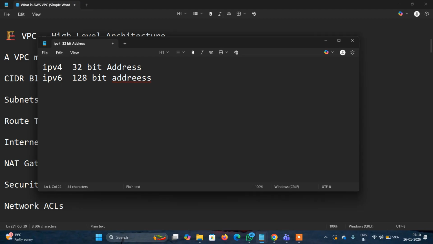IPv4 is a decimal address. IPv6 is a hexadecimal address. Do you know the difference between decimal and hexadecimal?